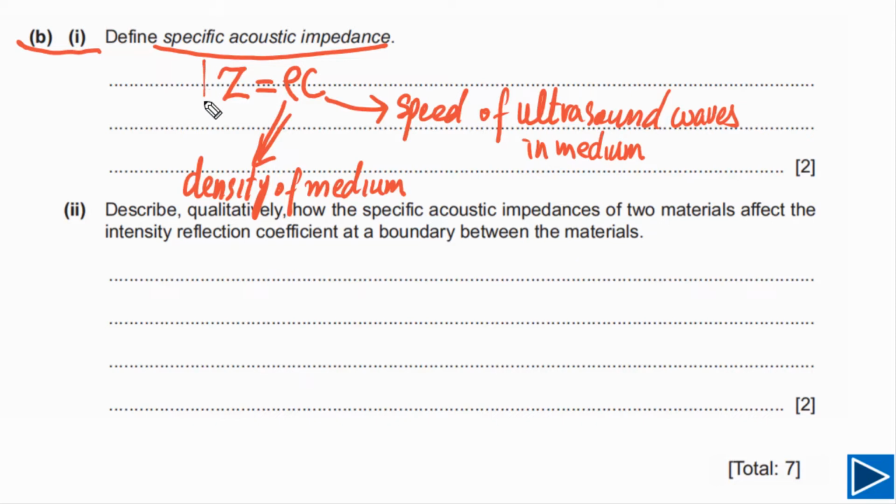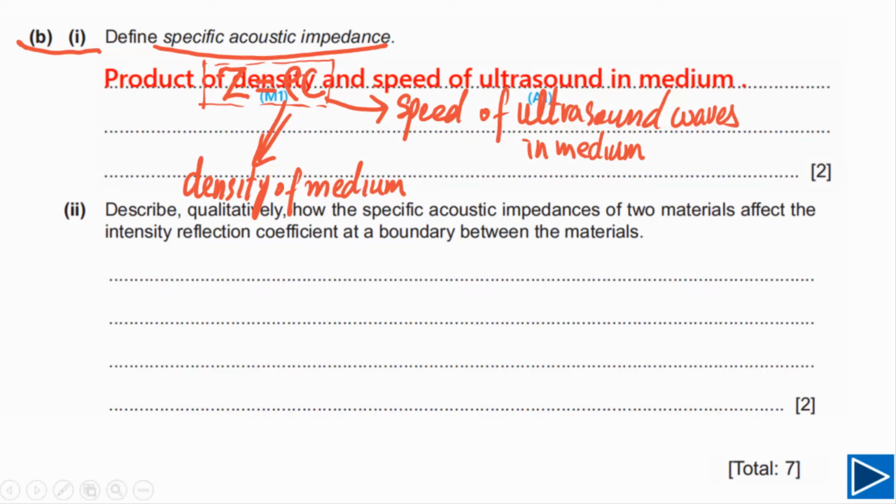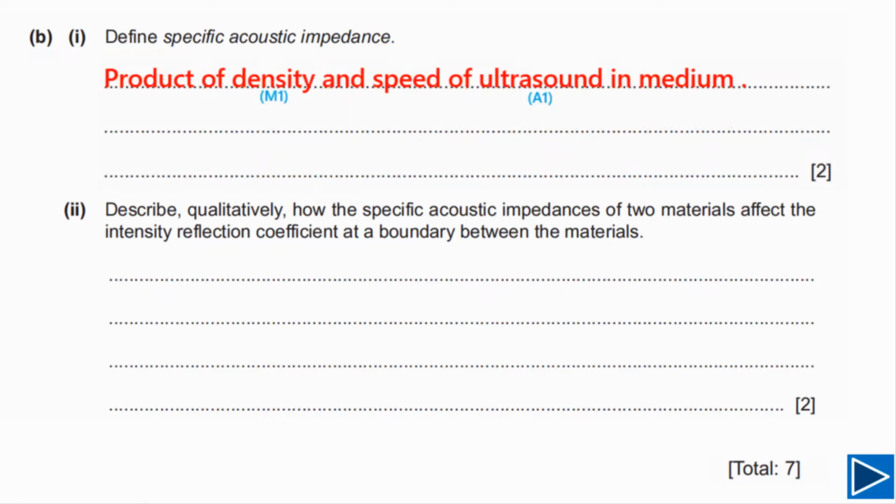1 mark you will get if you have written this formula. Then the second mark if you have explained these symbols. This is one way of writing the answer, but you can also write down your answer in a little bit different way. You can also write down your answer in this form.